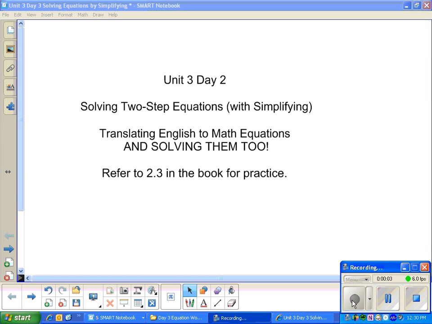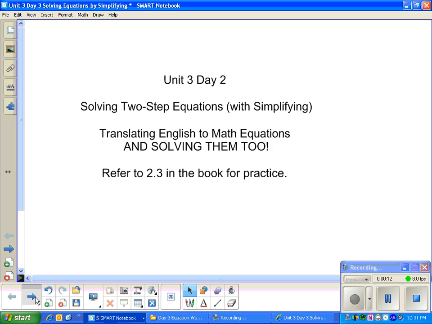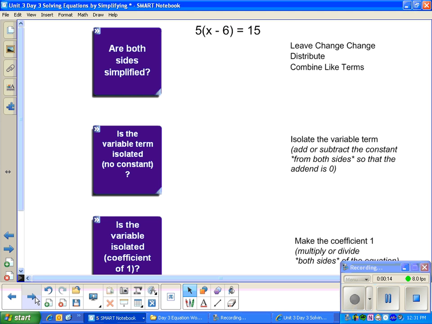Today we're taking up a notch what we learned about solving two-step equations. If you have any questions, you can refer to 2.3 in your book. Okay. Looking at this equation that I need to solve, which means I'm trying to figure out which value of x makes that equation true.